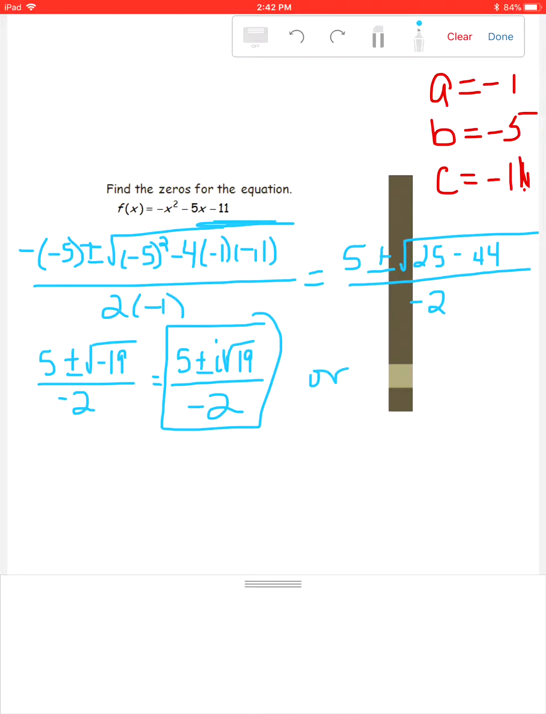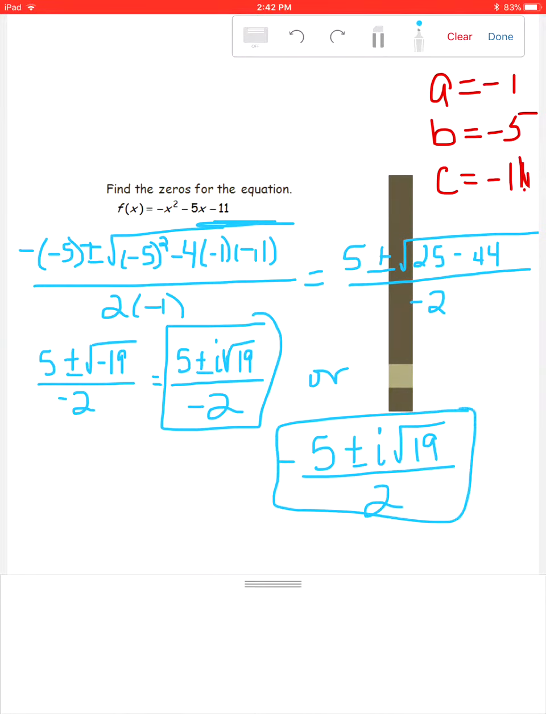Or you can bring the negative up to the front and say that it's negative 5 plus or minus i radical 19 all over 2. Either one. But there is nothing else that we can do here. We can't simplify the square root of 19 because that's a prime number, and there is nothing that goes into 5, 1, and negative 2. So this is simplified.